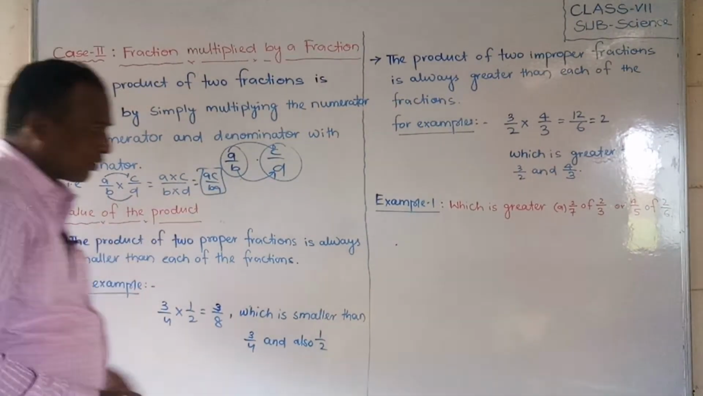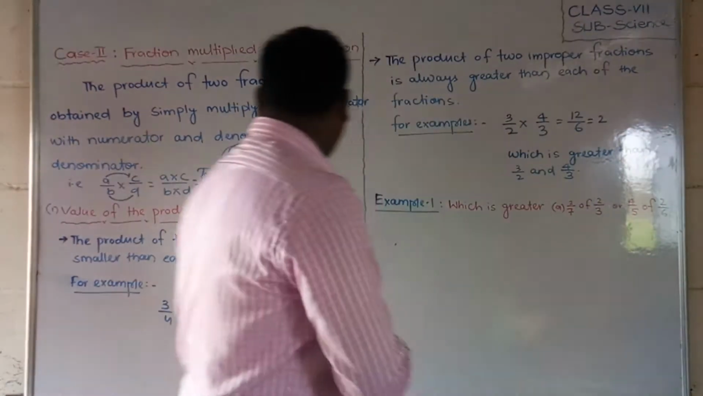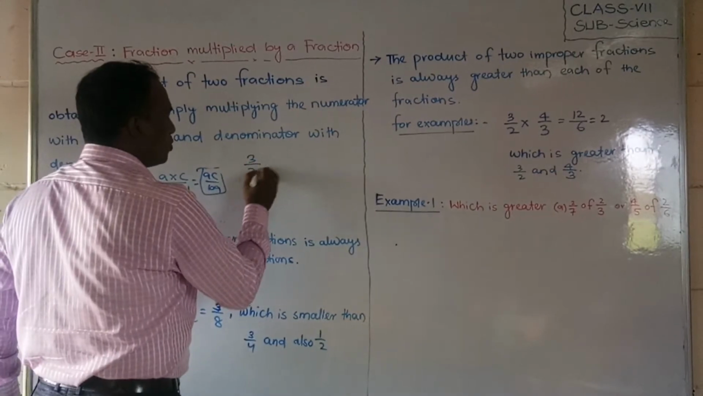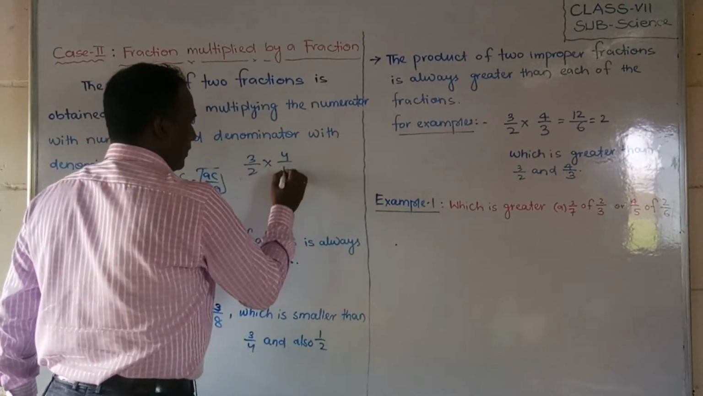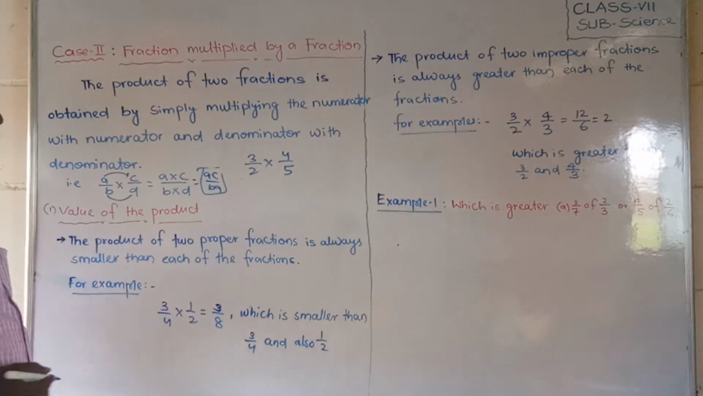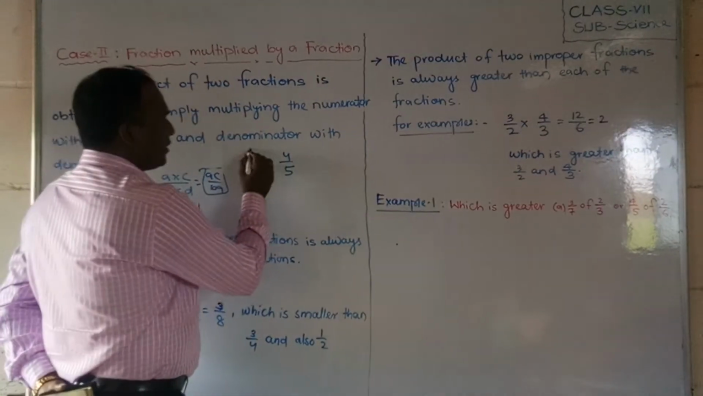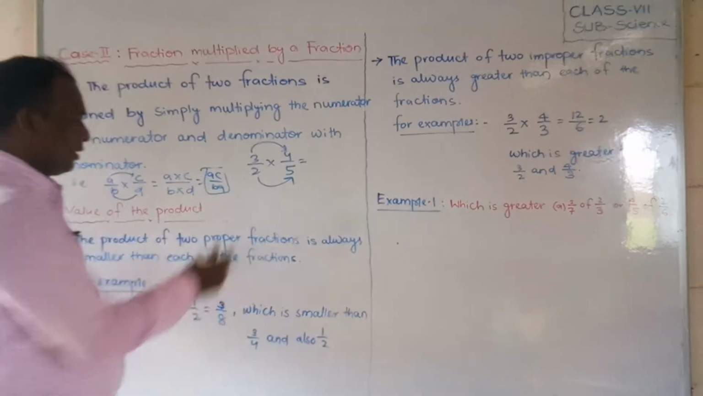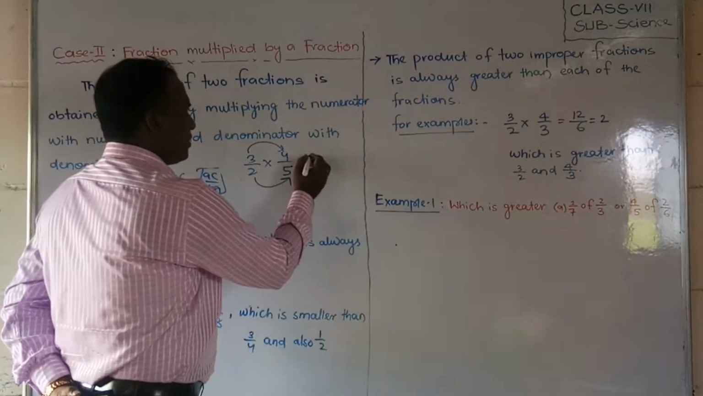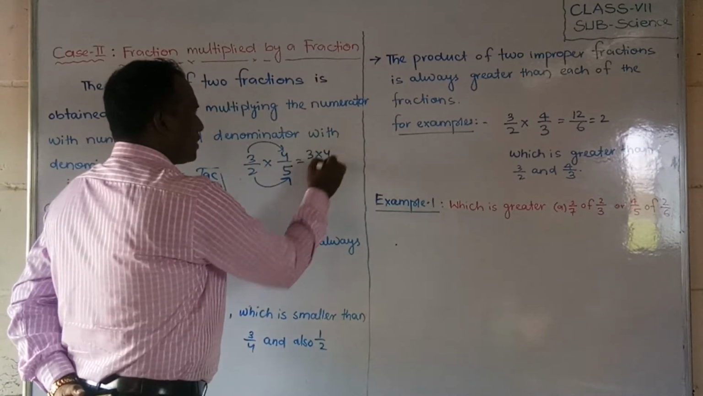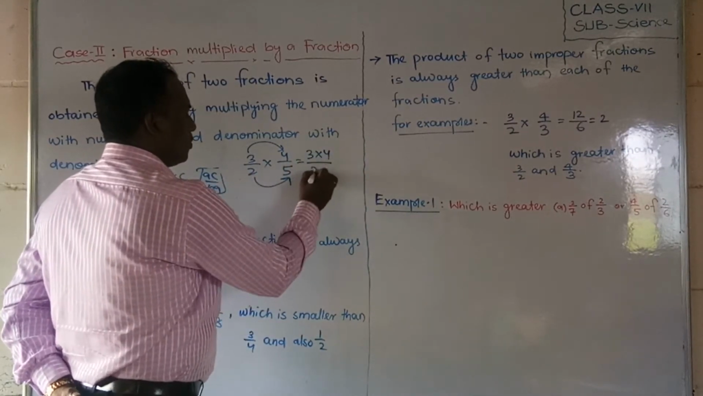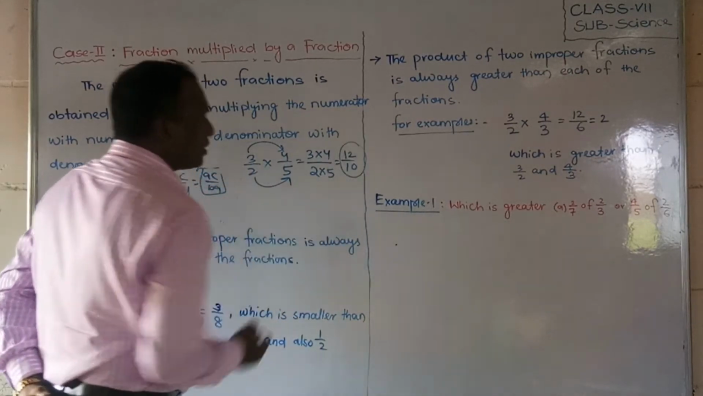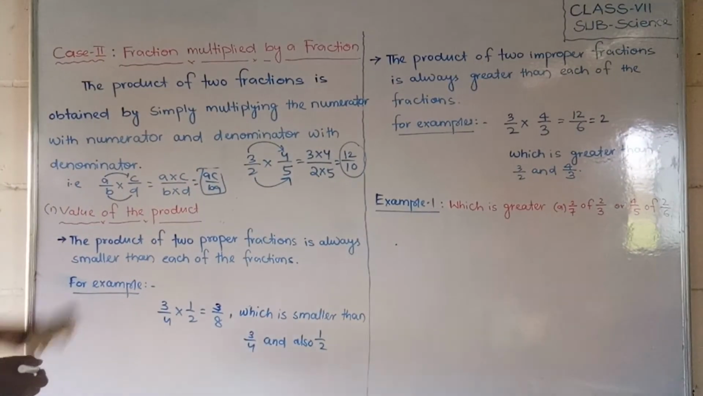For example, students, see one more example. Suppose we multiply 3 by 2 into 4 by 5. We multiply numerator with numerator and denominator with denominator. So 3 into 4 by 2 into 5, we get 12 by 10. This is the result, or the product, of the two fractions.